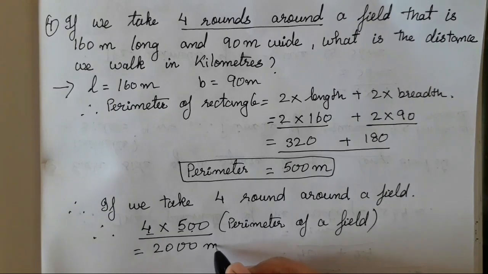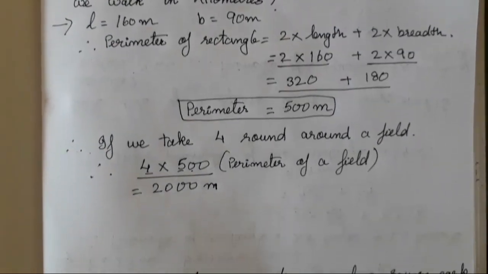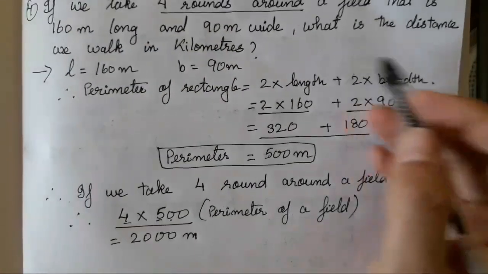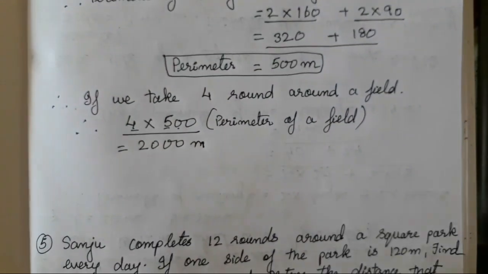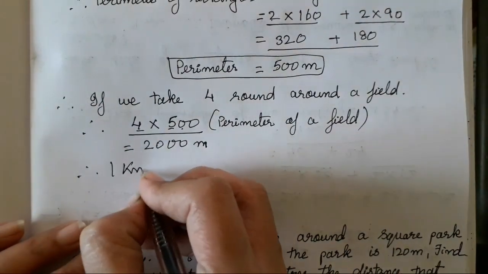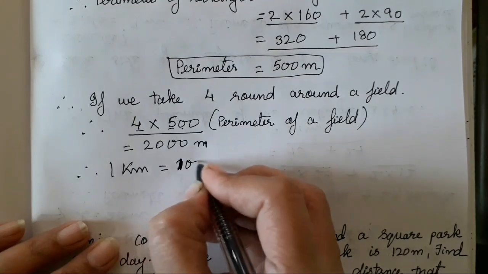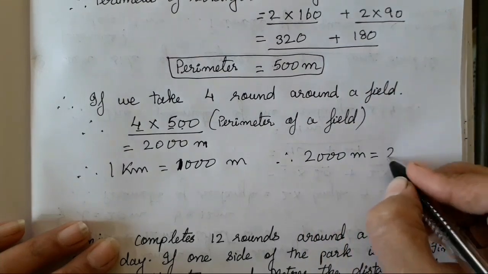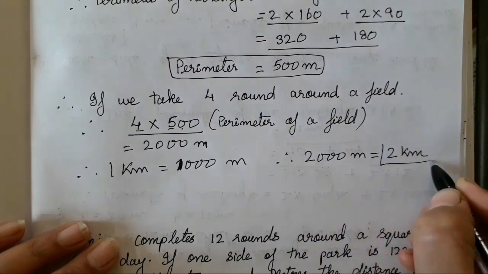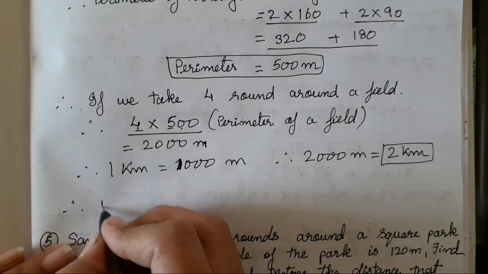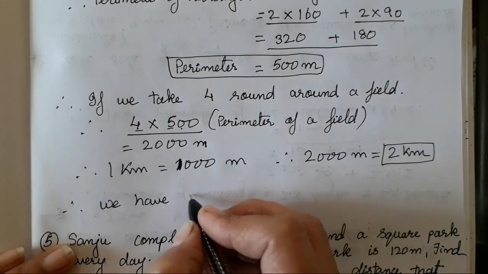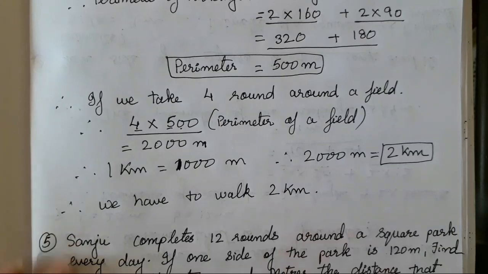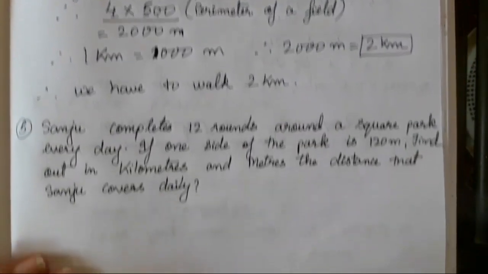Now this is in meters, children. Okay, now we have the answer. We should find the answer in kilometers. They have asked in the question, what is the distance we walk in kilometers? So if this is meter, therefore 1 kilometer is equal to 1000 meters. Therefore 2000 meter is equal to how much? 2 kilometers, isn't it? So this is the answer. Therefore we have to walk 2 kilometers. Is it clear? Let's do the next sum.